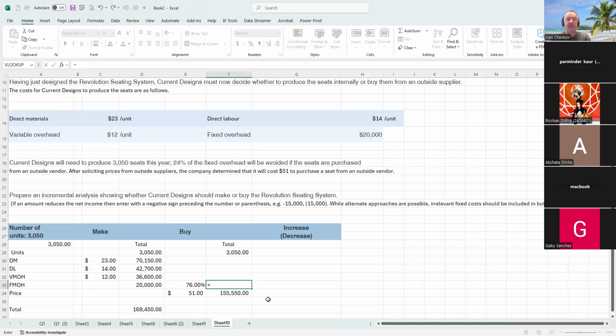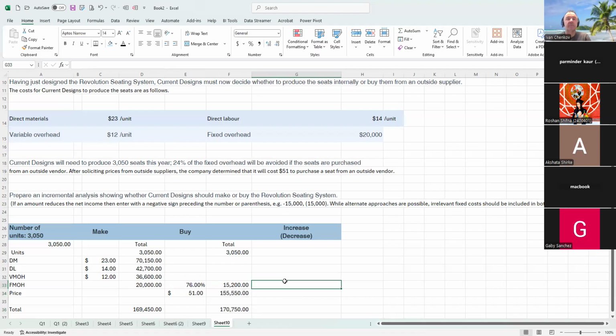So what are we going to have? 20,000 times 76%. Boom. So how much is it going to cost me? That much. So what should I do? Make it or buy it? Make it. Why? Because if I buy it, what's going to happen now? Or if I make it?